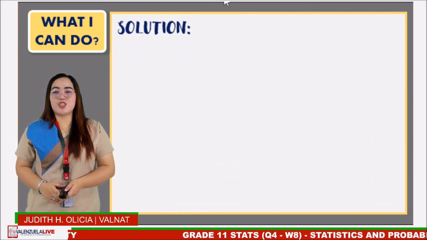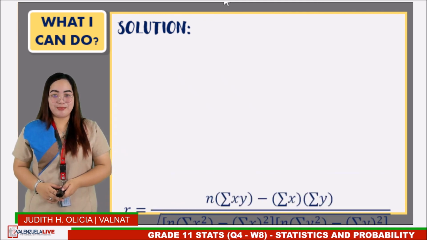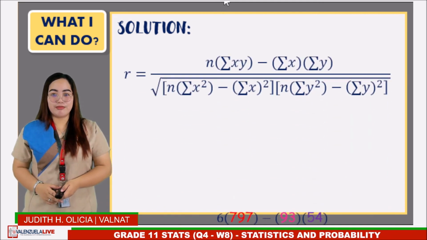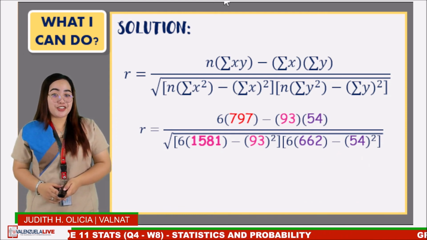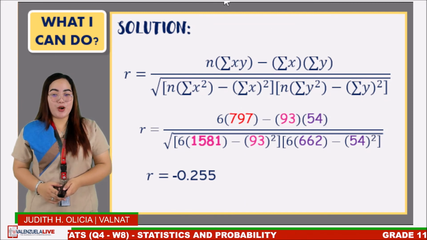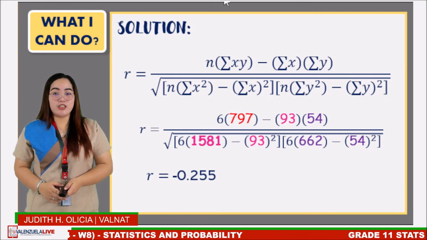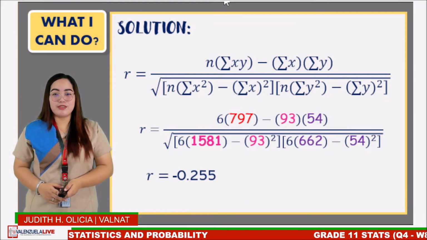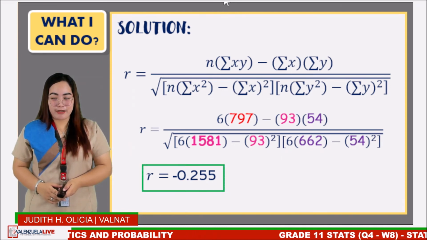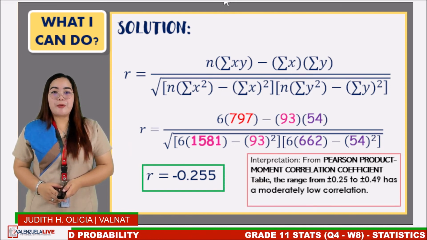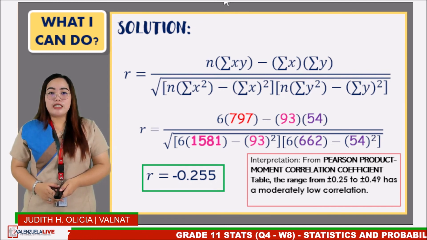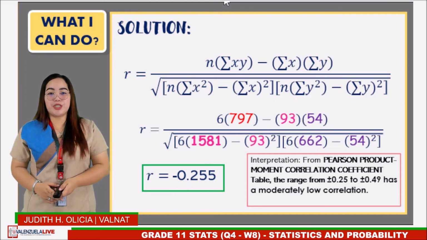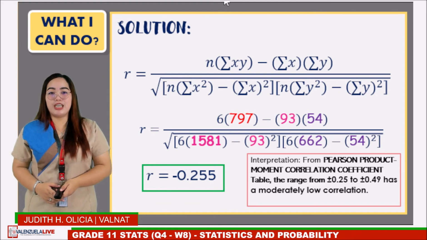Let us now substitute the given from the formula. Performing the indicated operation, the answer is negative 0.255. Let us now interpret. From the Pearson product moment correlation coefficient table, the range from positive and negative 0.25 to positive and negative 0.49 has a moderately low correlation.